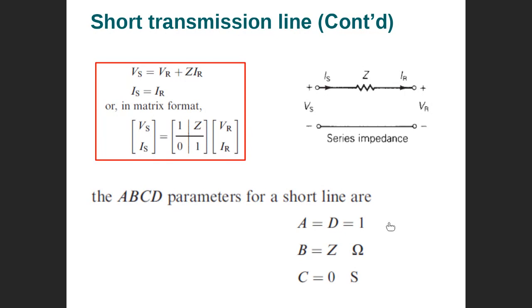Okay, so that's it. So A equals D in the short transmission line. B equals Z. C equals 0. So this is for a short transmission line. We can represent it this way.